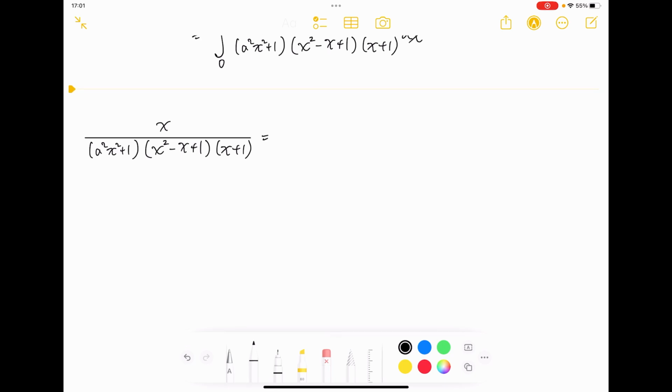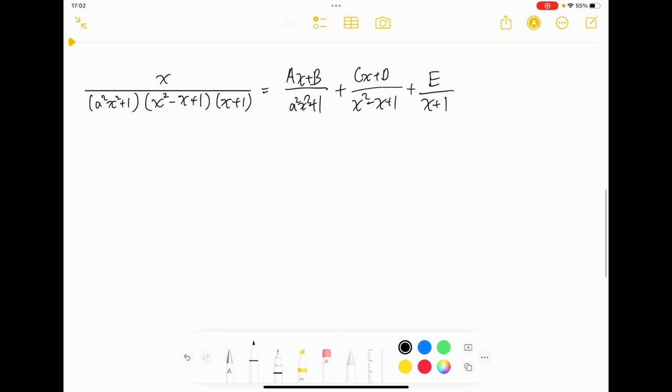That we know is a sum of rational functions with these denominators. So we're going to have a squared x squared plus 1. And up top, we're going to have a linear function because the bottoms are quadratic. And same thing here, x squared minus x plus 1, linear function, plus e over x plus 1, sorry. And that is a linear function at the bottom, so that's why it's a constant at the top.